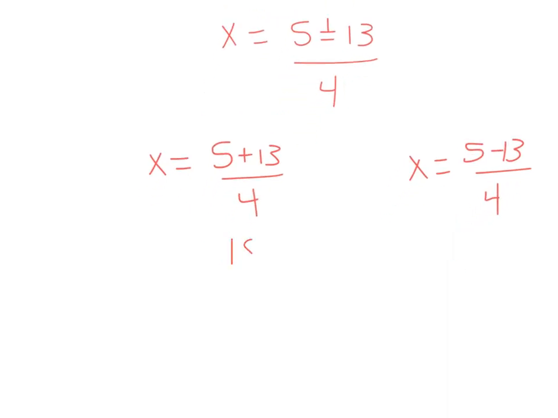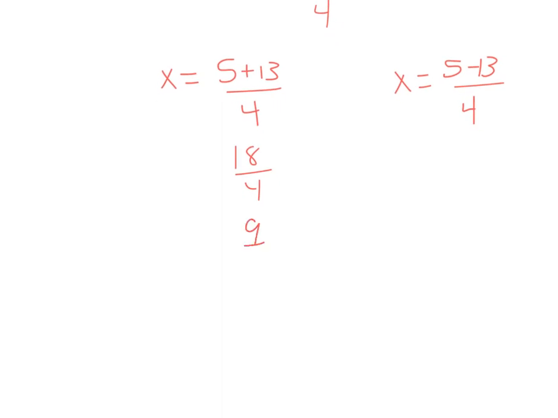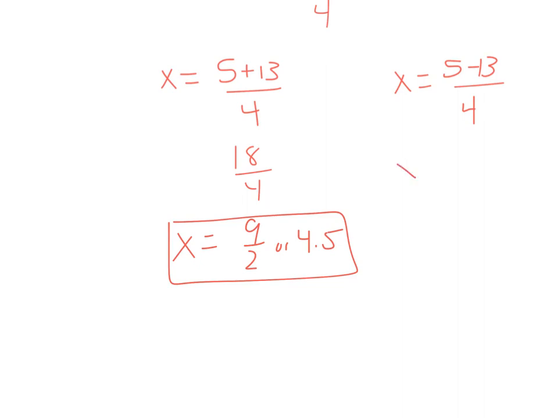On this guy here, I get 18/4, which reduces to 9/2, or you could have 4.5, something along those lines. That would be your first answer. Your second answer, when you subtract, you get -8 divided by 4, so we end up with -2.